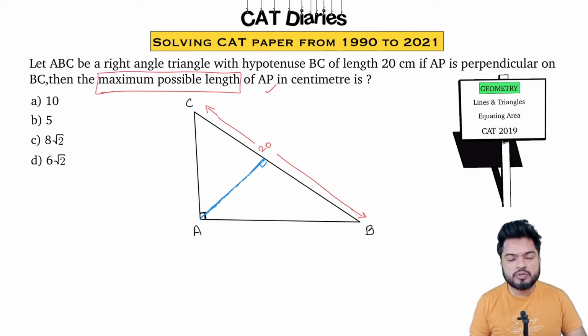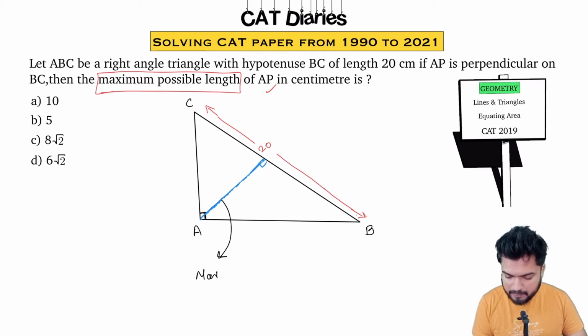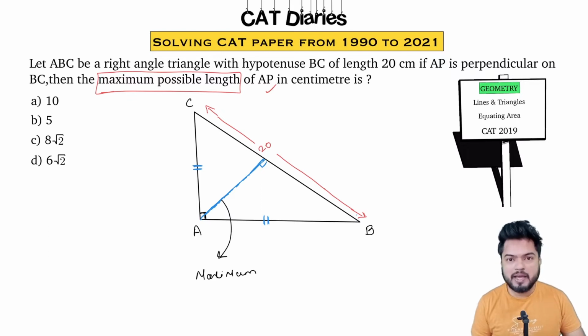Okay, for this you need to know the property. Again, no need to memorize any of this property. It's logic. It's logic why this will happen. When will AP be maximum? See, think of this. When will AP become maximum? When this is an isosceles triangle and both these sides are equal. Right? That is quite logical. When both these sides are equal, AP will be maximum.